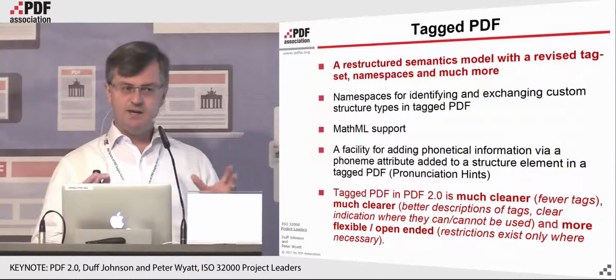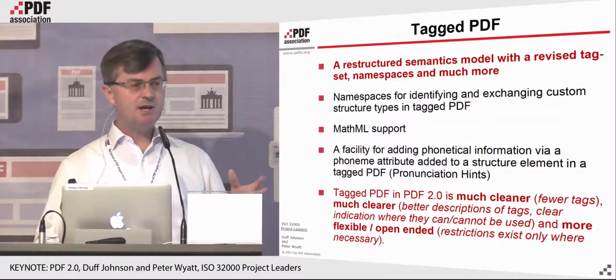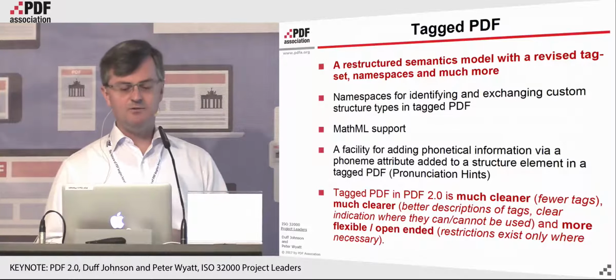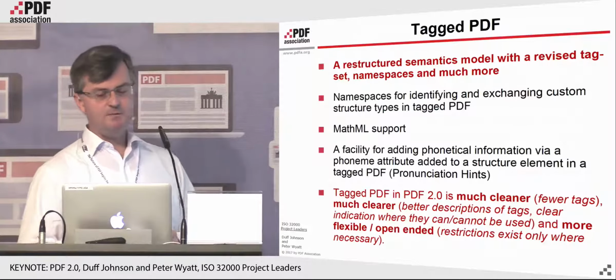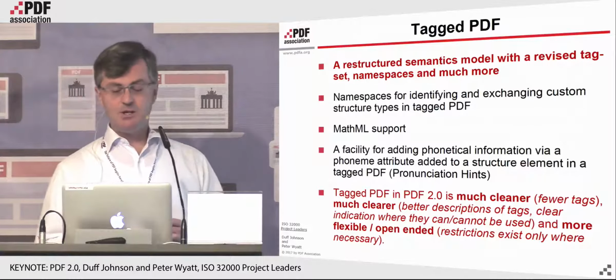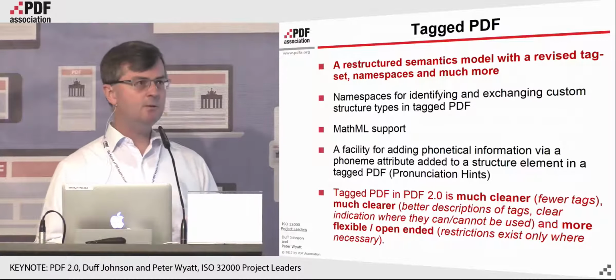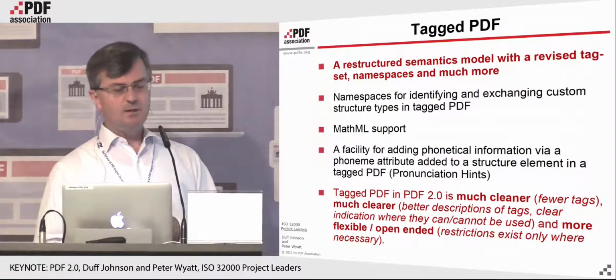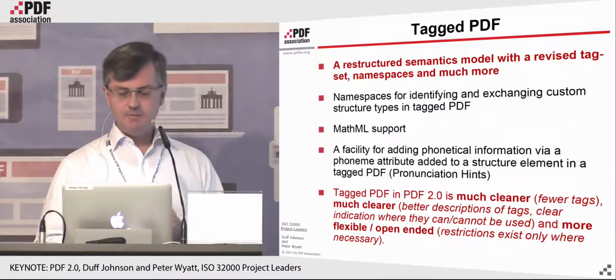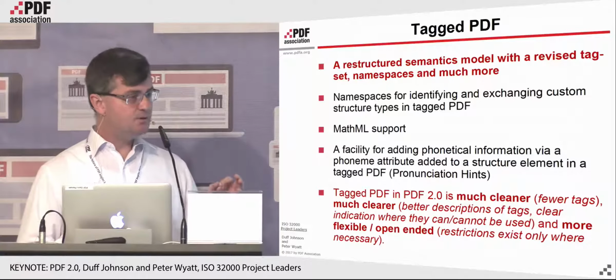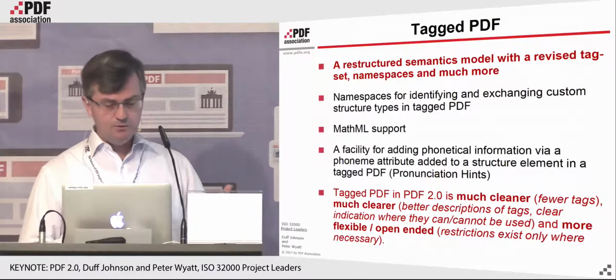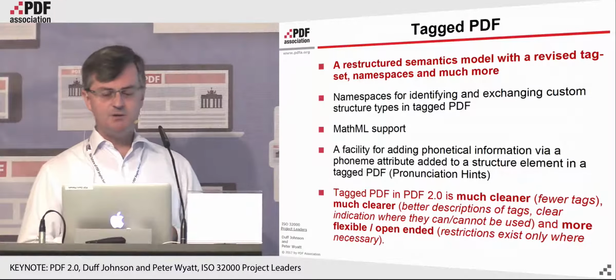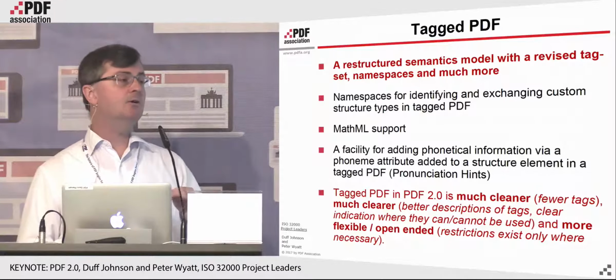So in summary, this again is a relatively big change. There are new annexes related to this. It's a significant number of pages. So tagged PDF in PDF 2.0 is much cleaner. There are fewer tags. I think we removed 13 and added 8, somewhere around those numbers. We believe it's much clearer. So it's a much better description of the tags, what each one is and when it should be used, and a clearer indication of where they can and cannot be used.